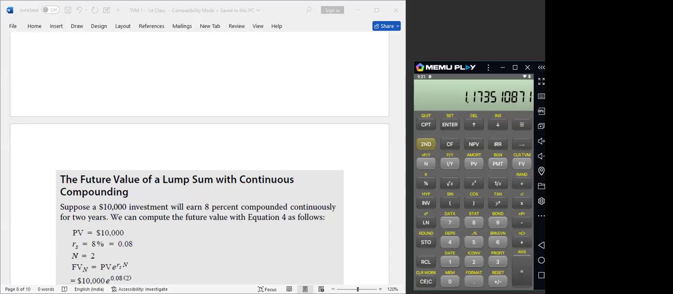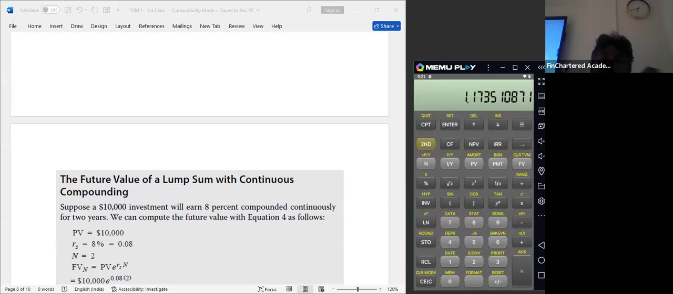Okay. So, I'm trying to find e power rs into n. Rs is just the rate, and n is represented by 2. So, rs is 8%, right? I take the decimal of it, 0.08, and n is 2. Okay, so 0.16. So e power 0.16 is what I should find.